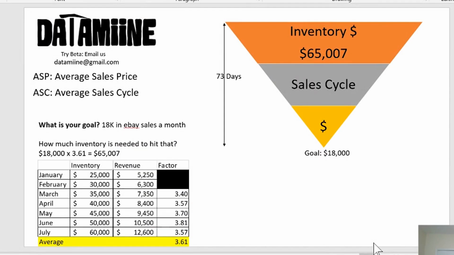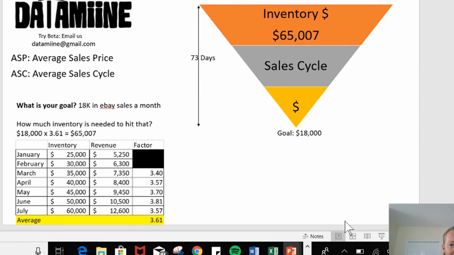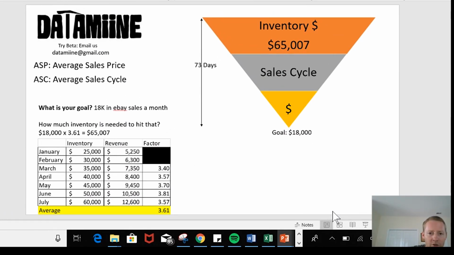So let's talk about some numbers. There are some very important numbers that I want to talk about. Average sales price. Your average sales price is very important because there are really two ways you can increase your sales. You can increase your average sales price, or you can just organically increase your inventory. The more inventory you have, the more you sell.